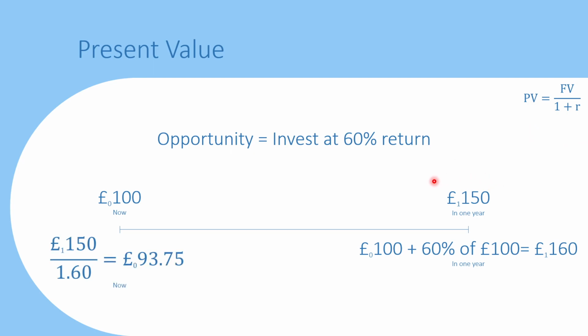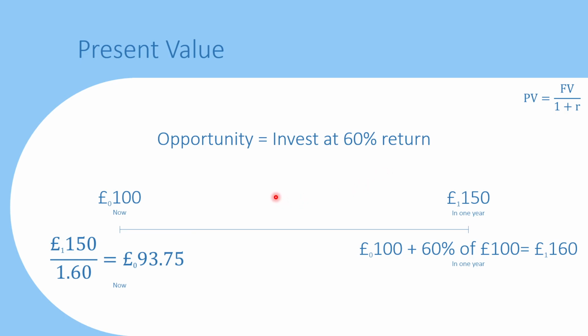So if I take this future value of 150, and I divide it by 1 plus R, which is 60% in this case, so it's 150 divided by 1.60, that gives me 93.75. So I'm calculating the present value of this 150.